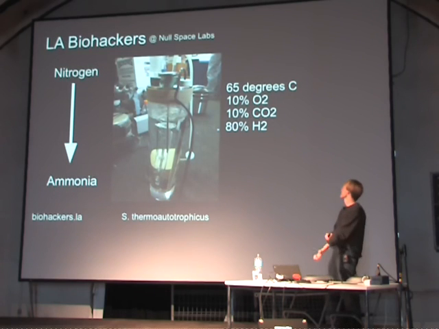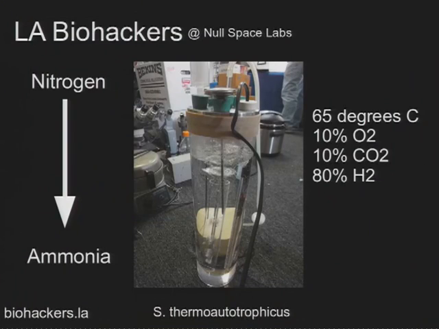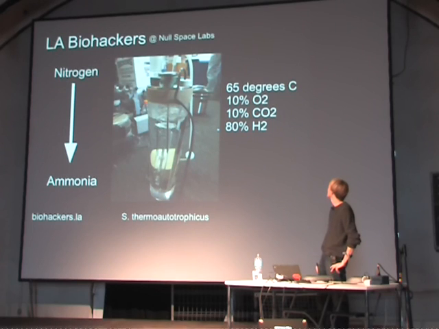LA Biohackers has a really cool project. There's this problem when you have a lot of crops you want to grow, you need a lot of ammonia to feed the crops. You need a lot of fertilizer, and that costs a lot of money. About 1% to 2% of energy in the world is spent on this nitrogen or ammonia production. And if we can figure out a better way of doing this, then we can save 1% to 2% of the world's energy, maybe.